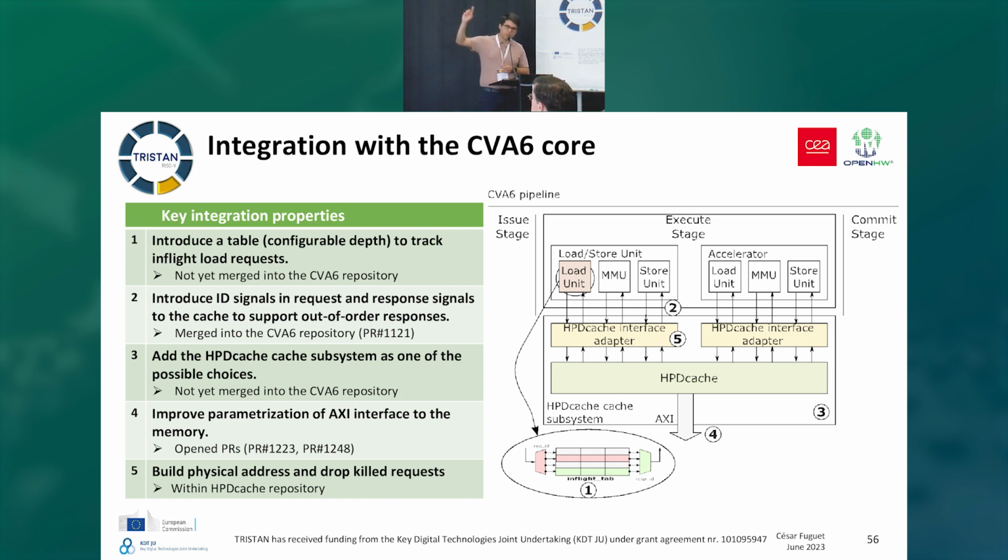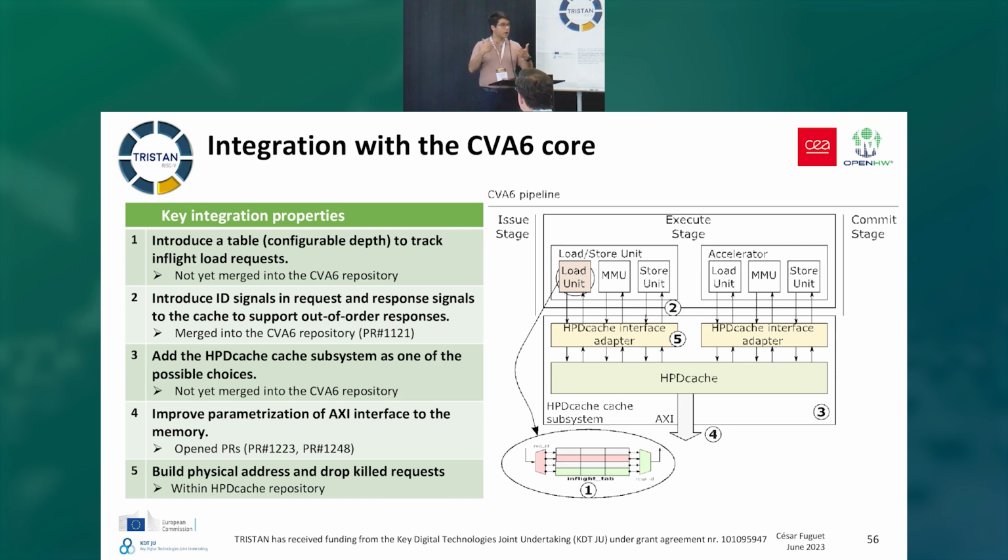There are other modifications. We introduce ID signals in the request and response interface to the cache. The idea is that as you can have several load requests to the memory, the responses can be out of order, right? Because if, for example, you do a first load that misses on the cache and then a second load that hits on the cache, the second one will be acknowledged before the previous one. So you need to be able to identify to which request the response corresponds. This is already merged in the CVA6 repository. You have the pull request numbers there.